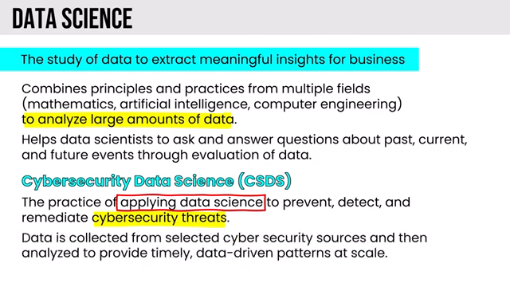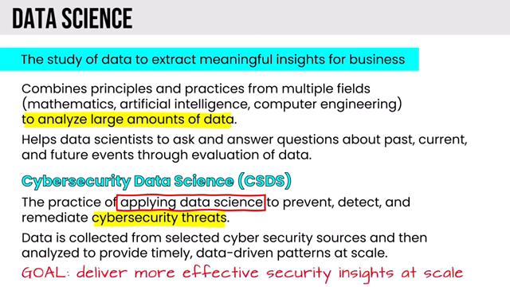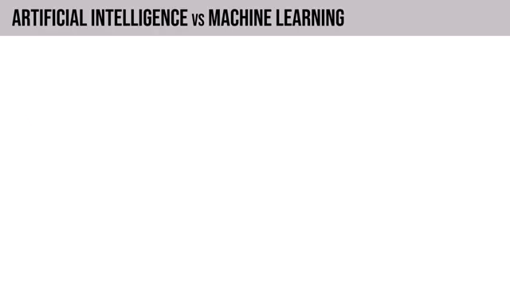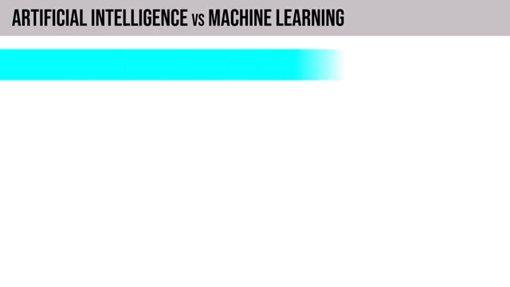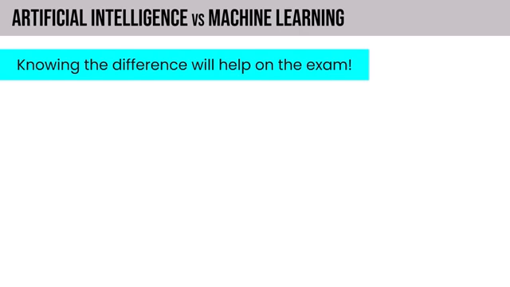Now, cybersecurity data science is the practice of applying data science to prevent, detect, and remediate cybersecurity threats. Data is collected from cybersecurity sources and then analyzed to provide timely, data-driven patterns at scale. At the end of the day, the goal is to deliver more effective security insights at high scale in an automated fashion, really.